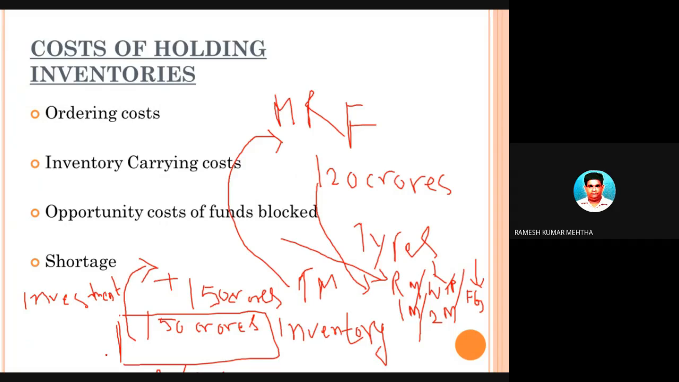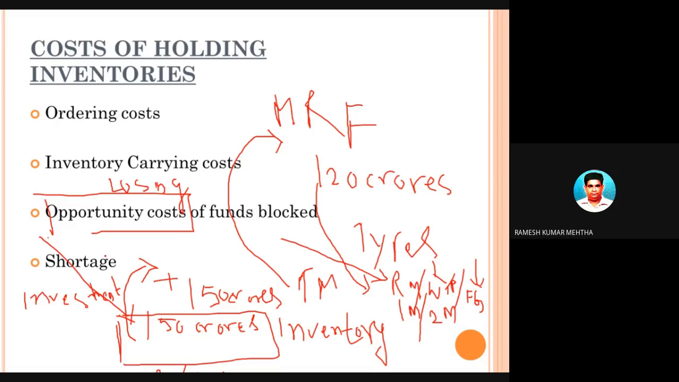So we have to find out what I am going to lose if I invest my 150 crores of capital in raw material, work in progress, and finished goods. And this is called opportunity cost: you are losing one opportunity. So what is it that you have lost, and what are you going to gain from this particular transaction? You have to find out.